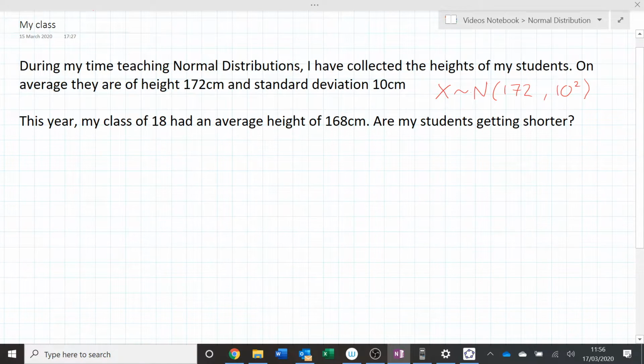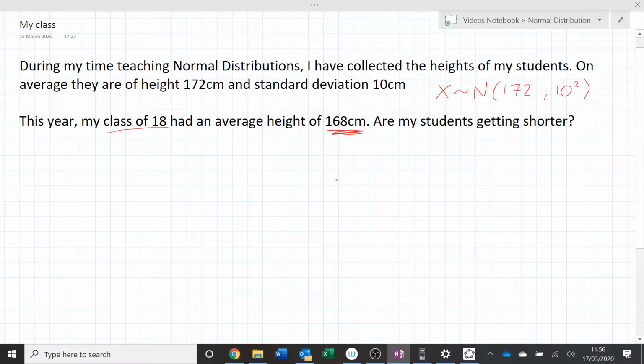This year, I have a class of 18. And I took their heights, and the average was 168. That is less than the mean. But is it statistically significantly less than the mean? That's the question that I would ask.